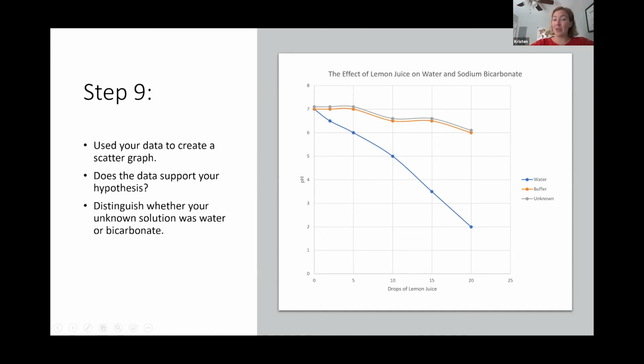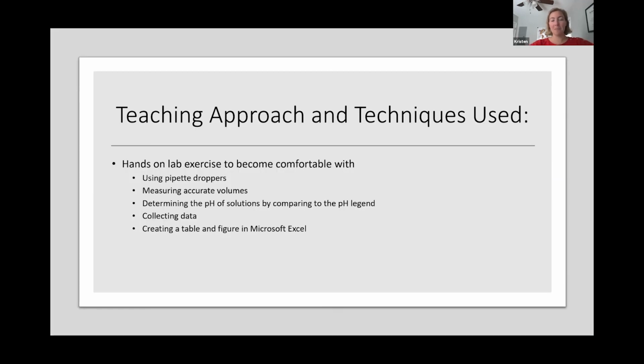So at this point, they can look at their data and see if their data supports their hypothesis, which is really a powerful part of going through the scientific method. And so I just want to highlight some of the really important aspects of this lab. They are getting this hands-on experience, and they're learning to become comfortable with using pipette droppers, measuring accurate volumes, determining the pH of solutions and comparing that to a legend, collecting data. And honestly, something that students struggle with the most is working in Microsoft Excel. So creating these tables and figures and then comparing their results to their original hypothesis.